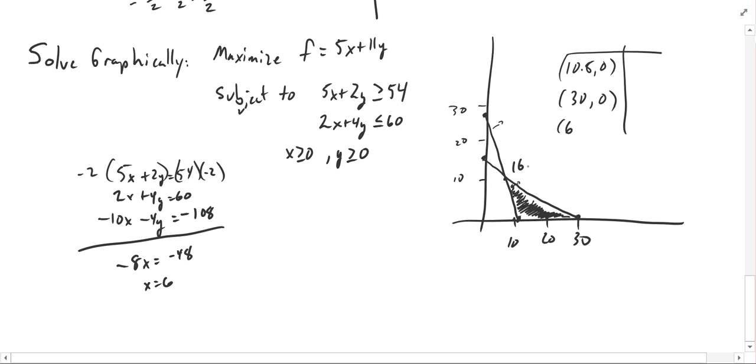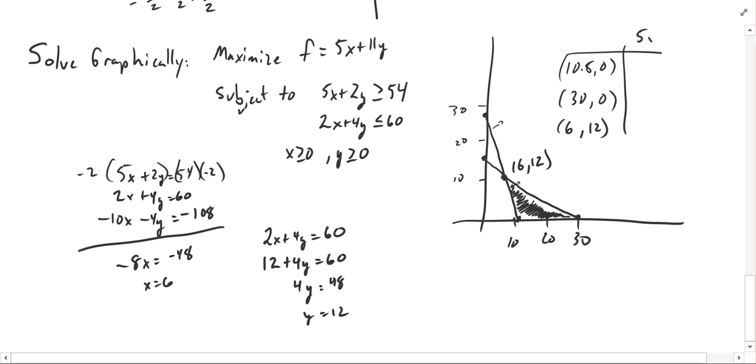And the y-coordinate would be, let's go into 2x plus 4y equals 60. If I plug in the 6, I'm going to have 12 plus 4y equals 60. So 4y is equal to 48, and y equals 12. So 6, 12 is my other point.